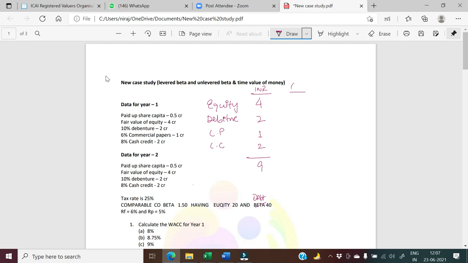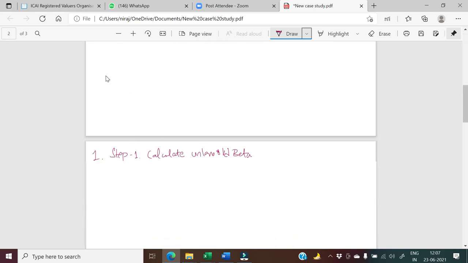So I have to calculate the cost to calculate the WACC. Cost of equity has not been given, but cost of debenture has been given to me as 10%. Commercial paper has been given as 6% and cash credit has been given as 8%. Okay, so first I will calculate my cost of equity, for which first I will calculate the beta.